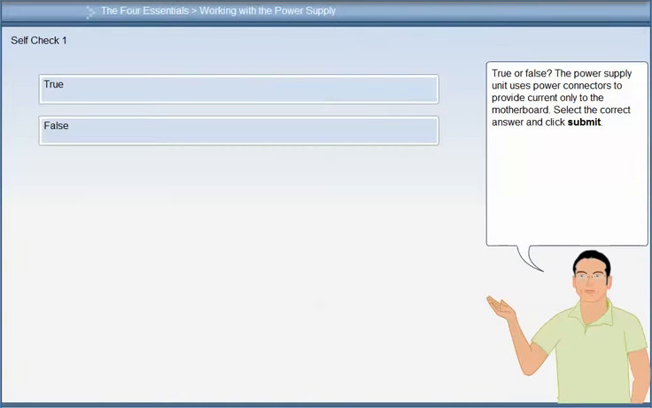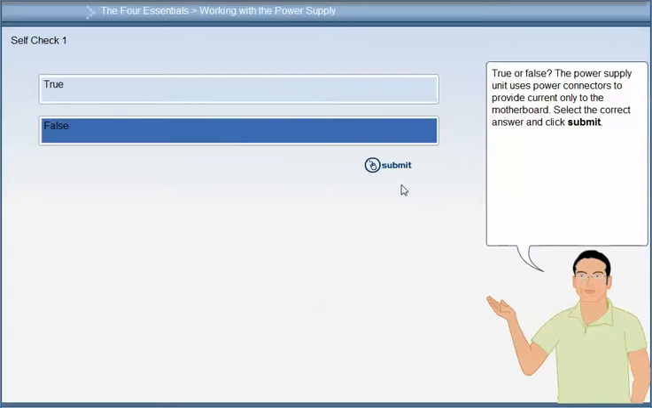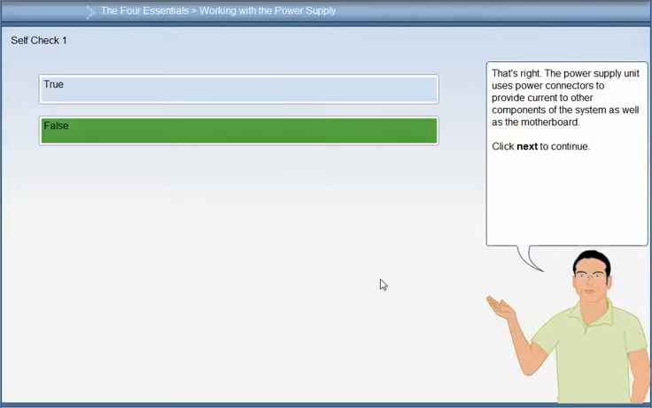True or false? The power supply unit uses the power connectors to provide current only to the motherboard. Select the correct answer and click Submit. That's right. The power supply unit uses power connectors to provide current to other components of the system as well as the motherboard.